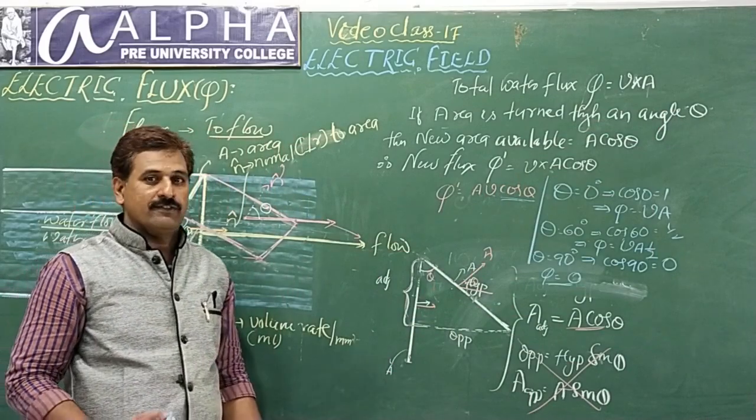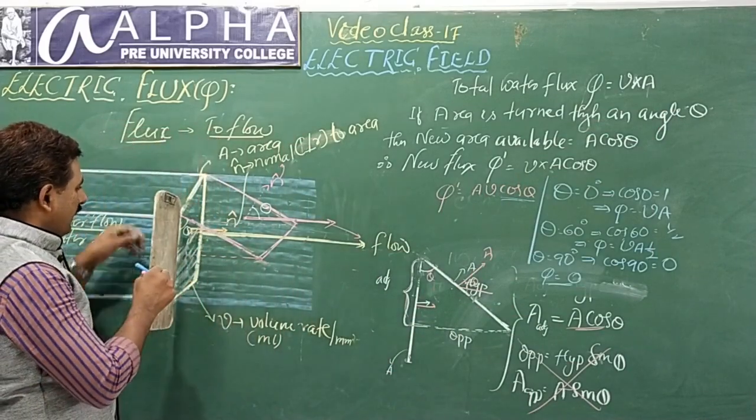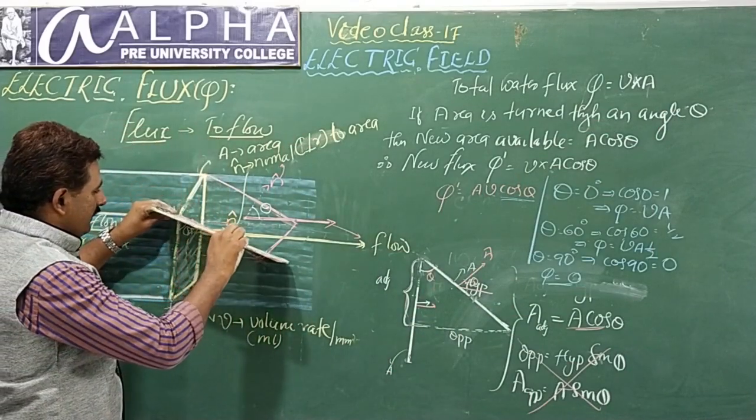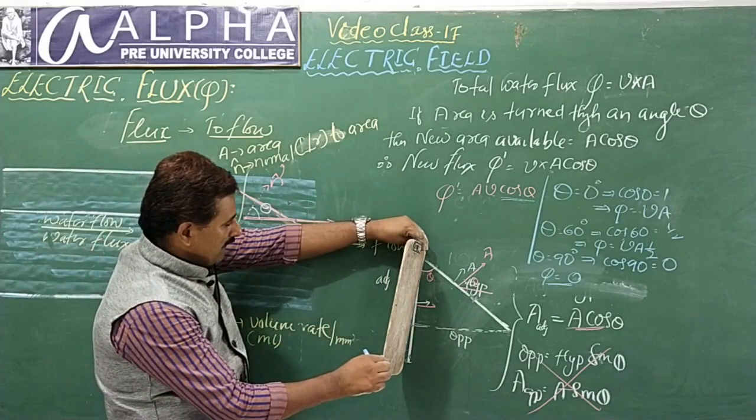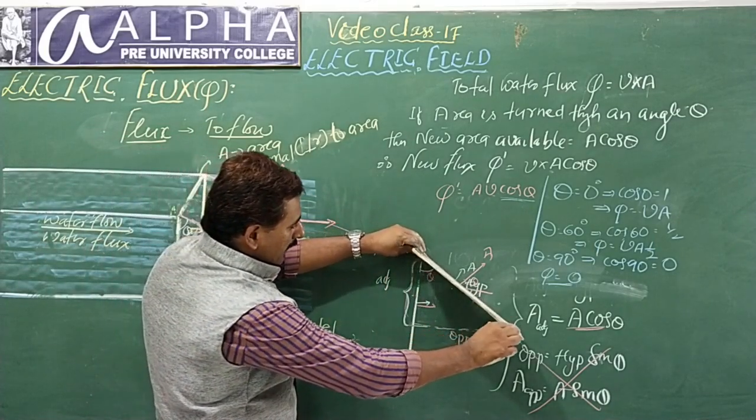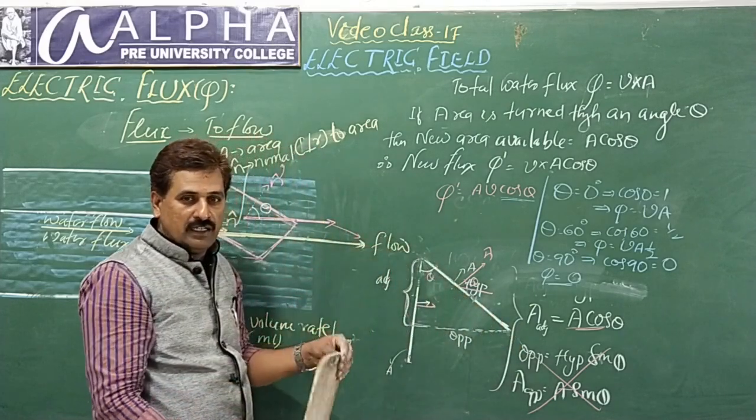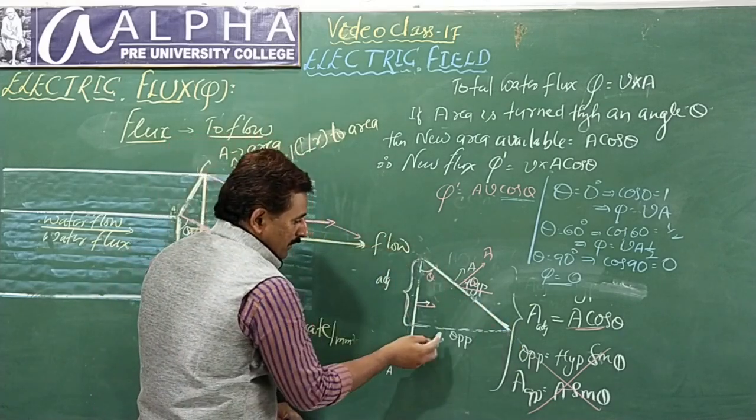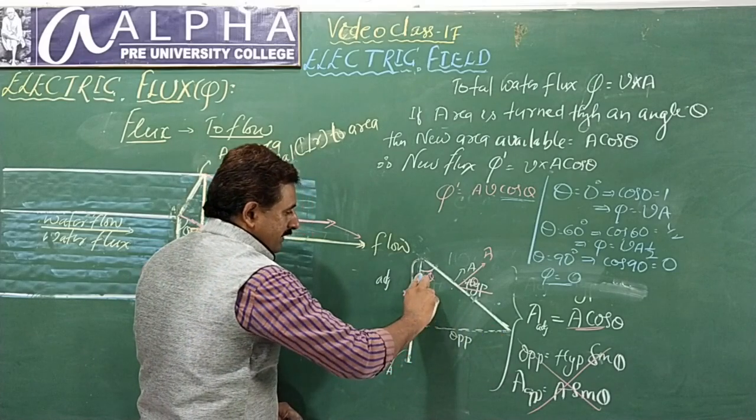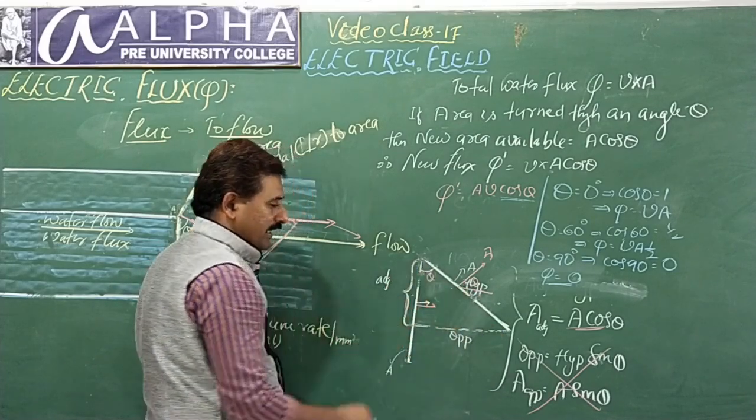The problem arises when you rotate the area like this. I have shown, it was initially like this, and you have turned it through an angle theta. When you turn it through an angle theta, you can do a construction. There is the opposite area, the adjacent area, the hypotenuse, the original area.